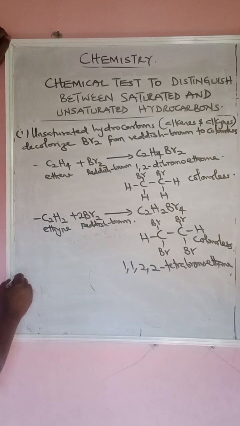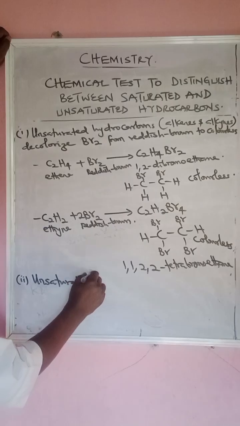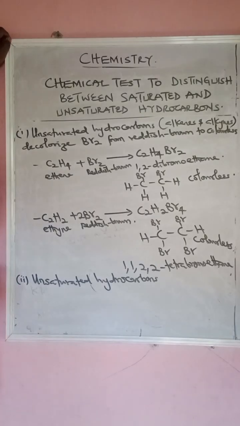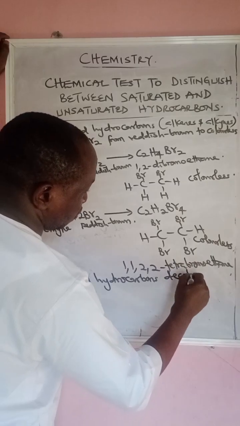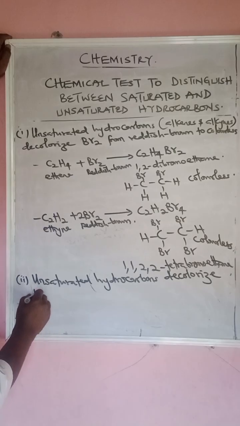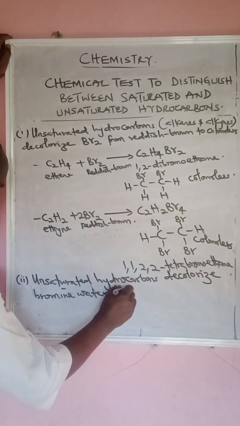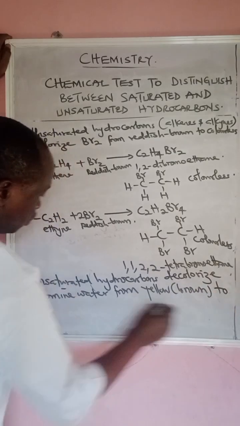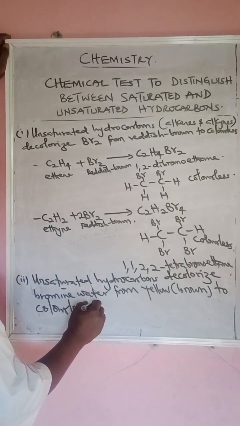So 2, unsaturated hydrocarbons. Unsaturated hydrocarbons also decolorize bromine water from yellow or brown to colorless.